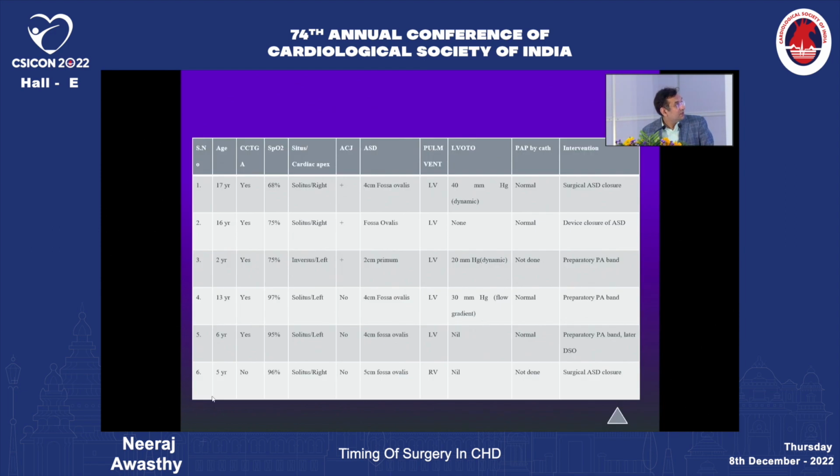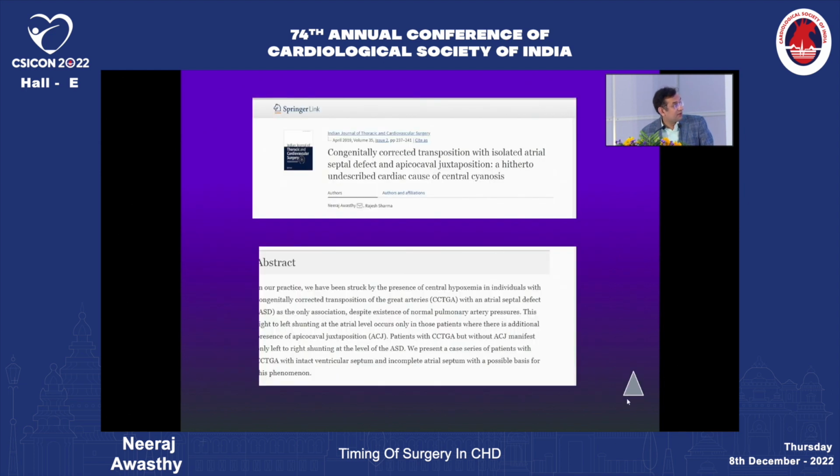Next. So this we published as the cases of apico-caval juxtaposition. Next. In a series, there were congenitally corrected TGAs with ASDs as a cause of central cyanosis. This was ASD with cyanosis which was actually not PAH, where most of them were misdiagnosed as PAH and being followed up because of the ASD and cyanosis.